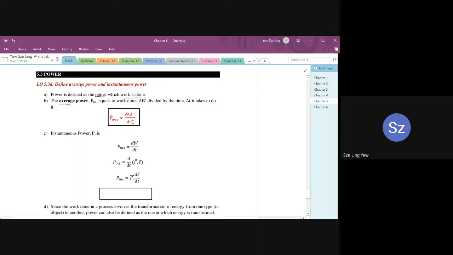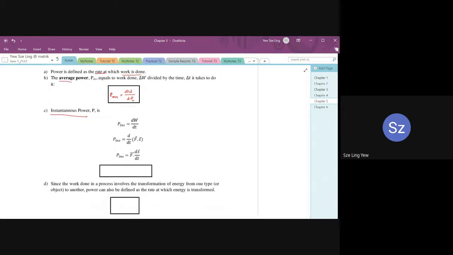So for average, you have an initial and a final position. And then you have instantaneous power, which happens at just one position. So instantaneous power equals dW over dt, because it happens in an infinitely small period of time. When you expand this equation, it equals d over dt. Now W equals F dot S, based on the definition. So we substitute it into the equation. So P instantaneous, you differentiate F dot S.